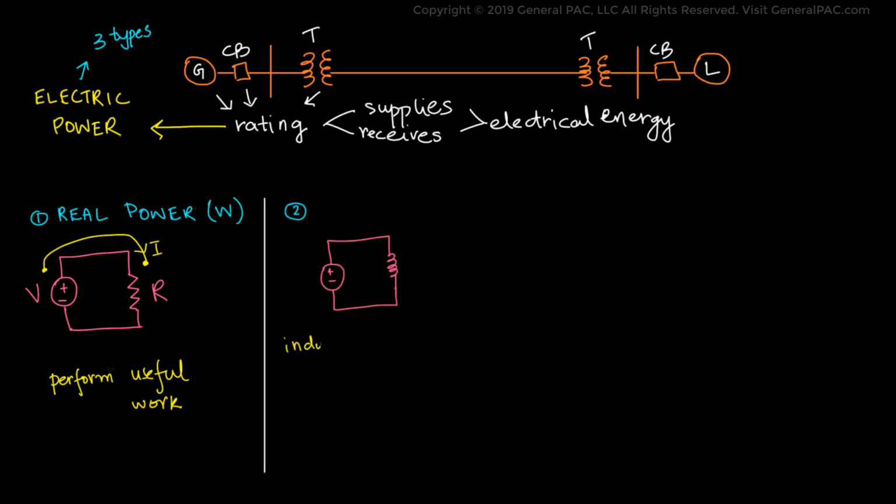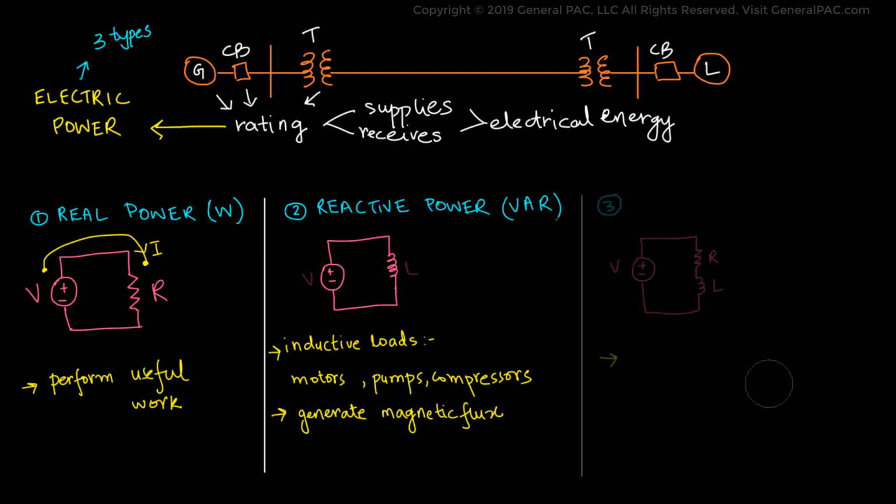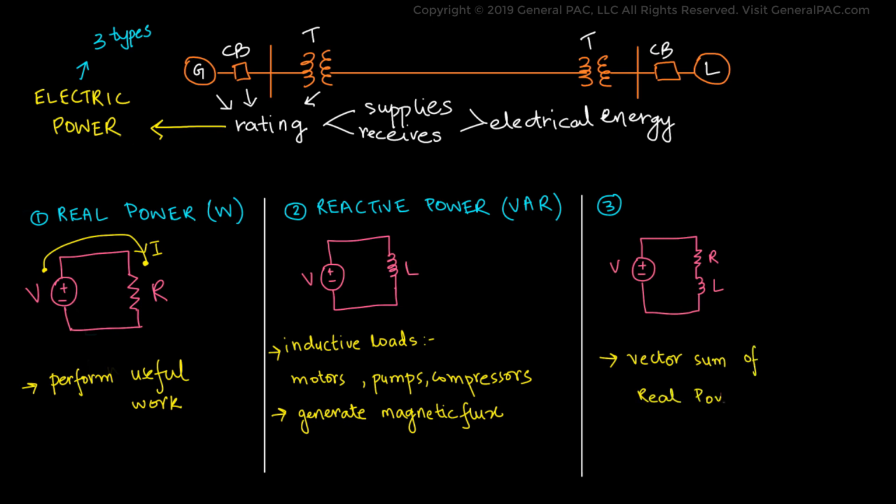The second type is required by induction loads such as motors, pumps, and compressors. This type of energy is required to generate the magnetic flux which is necessary for all induction loads to operate properly. It is called reactive power, and it is expressed in terms of volt-ampere reactive, or VAR. The third and final one is just a vector summation of real and reactive power. We call this one apparent power with the units of volt-ampere, VA.